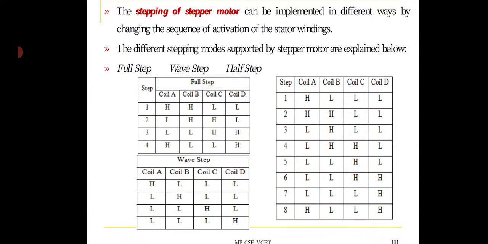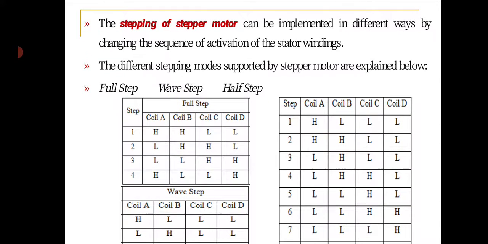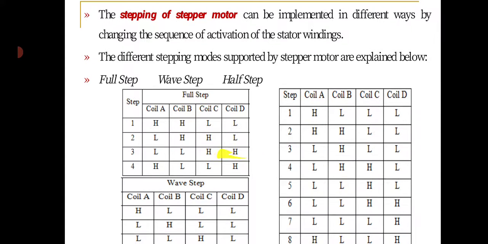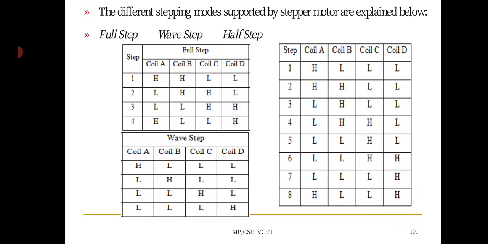Full step, if you observe, first coil A is high, coil B is high. Then coil B is high, coil C is high. Then coil C is high, coil D is high. Then coil D and coil A is high. This is one rotation. Then wave stepper, coil A high, then coil B high, second rotation, coil C high, third rotation, and fourth rotation, coil D is high.